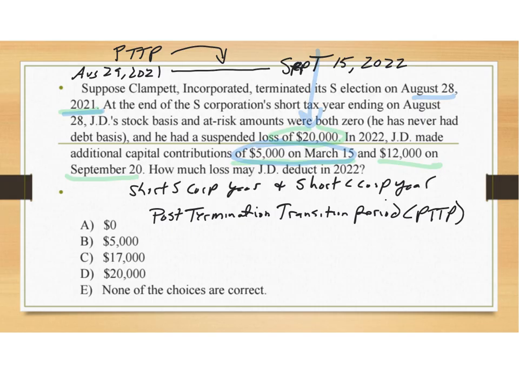This $12,000 that we contributed was contributed too late because it wasn't contributed until September 20th. Had we contributed this $12,000 sooner, before September 15th, then we would have been able to use more of our suspended losses. As it is, even though we are no longer an S corporation, we get to deduct $5,000 of that suspended loss in 2022 because of our $5,000 contribution on March 15th.